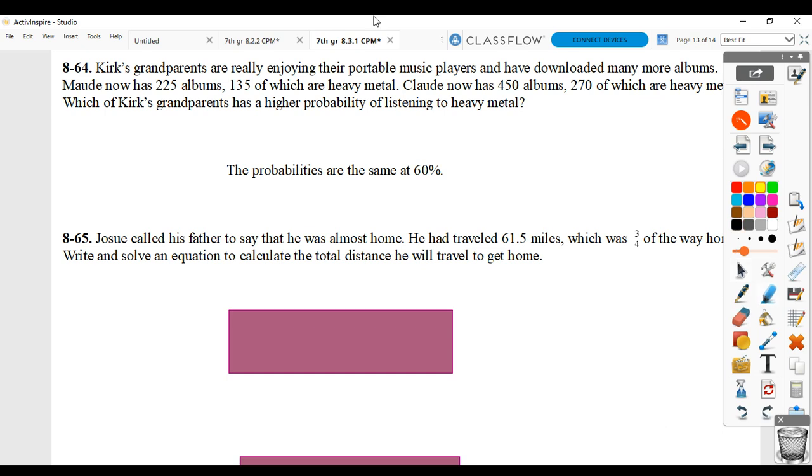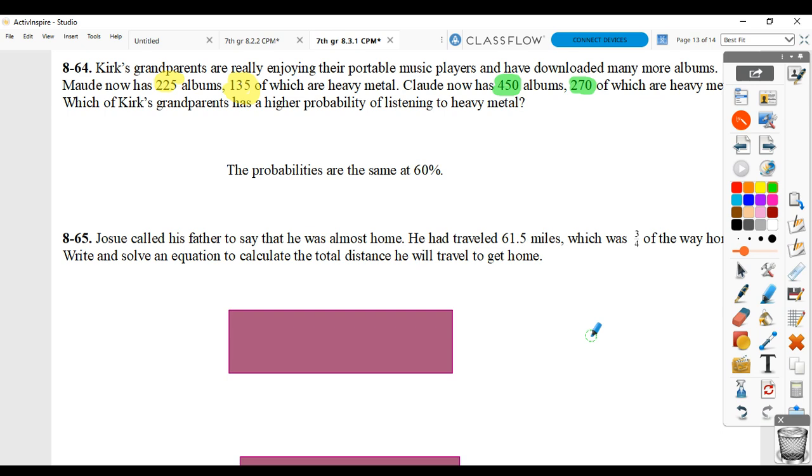So what you'd want to do is take Maud's probability, 135 out of 225, and Claude's 270 out of 450, and what you find is they're exactly the same. 135 out of 225 is equal to 270 out of 450, so the both of them have an equal probability of 60%. You could find those probabilities by changing them to a decimal and then a percent, or you could see that the fractions are equal.